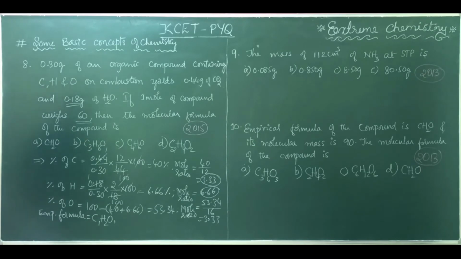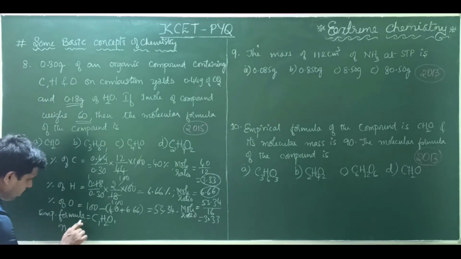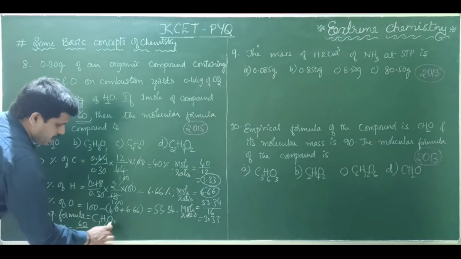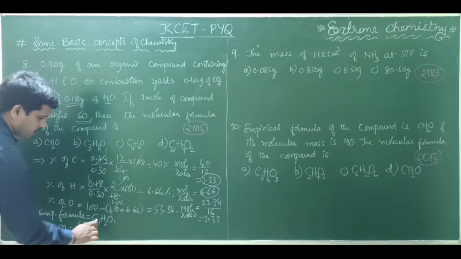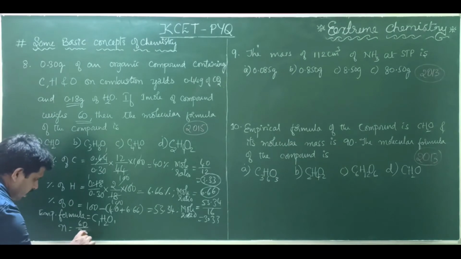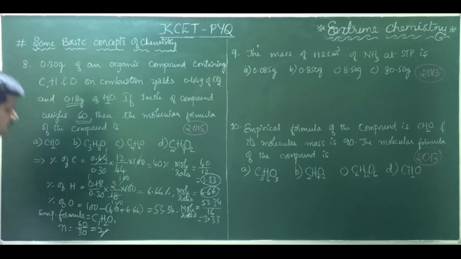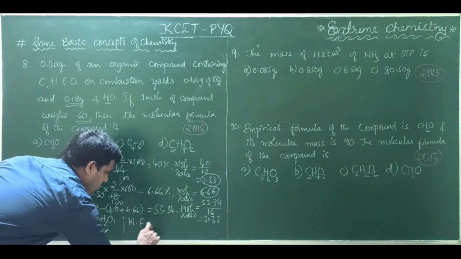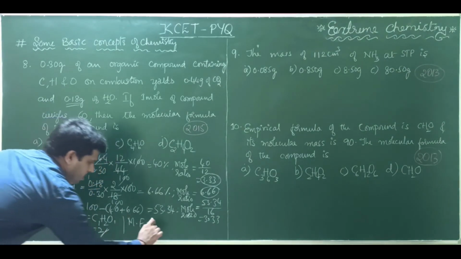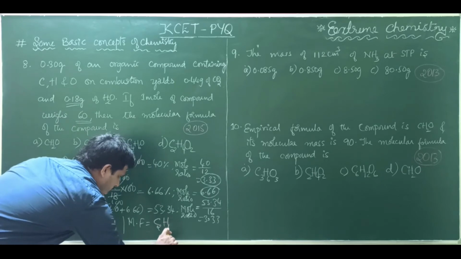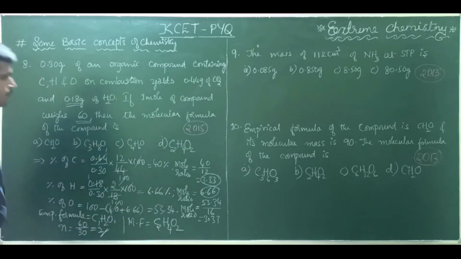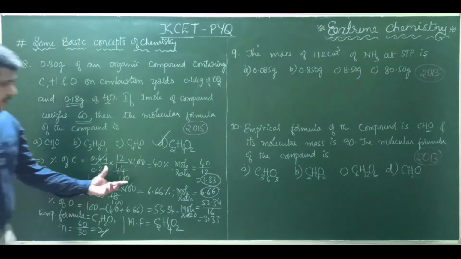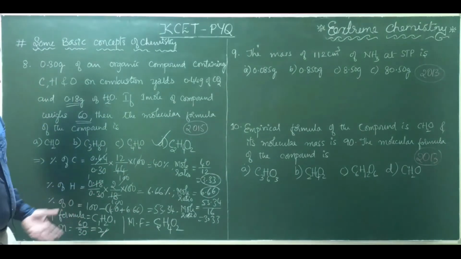Is that fine? So what is our n factor? n is equal to molecular formula mass 60 by empirical formula mass, 16 plus 2 plus 12, which is 30, right? So n factor is 2. What is the molecular formula then? Molecular formula is equal to n times the empirical formula, C2H4O2. So which is that option, dear students? Yes, option D is the right choice here. So in a simple way you can do it in this way.